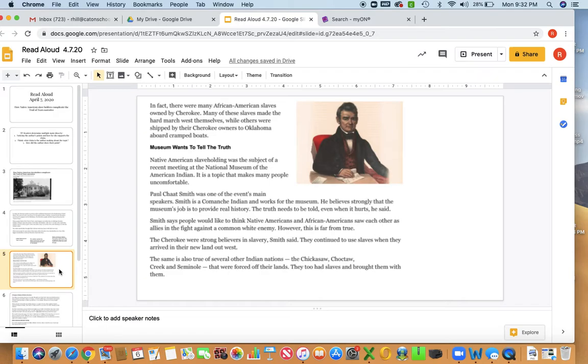Smith says people would like to think Native Americans and African Americans saw each other as allies in the fight against a common white enemy. However, this is far from true. The Cherokee were strong believers in slavery, Smith said. They continued to use slaves when they arrived in their new land out west. So they had slaves working for them.